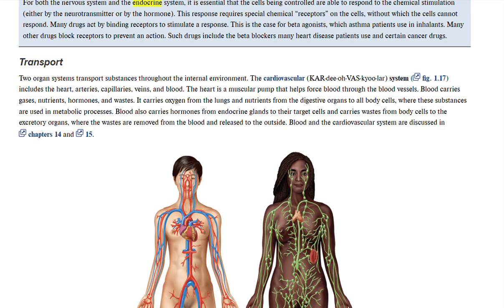For both the nervous system and the endocrine system, it is essential that the cells being controlled are able to respond to the chemical stimulation, either by the neurotransmitter or by the hormone. This response requires special chemical receptors on the cells, without which the cells cannot respond.